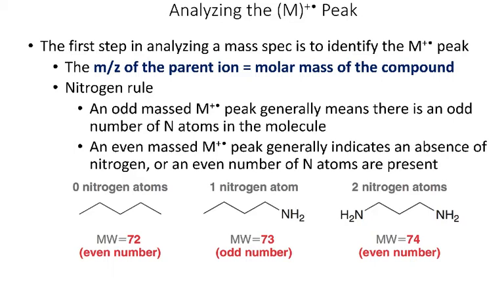All right, so very often the first step in analyzing a mass spectrum is to identify the parent ion peak. The mass to charge of the parent ion is equal to the molar mass of the compound. One thing that's often helpful: generally, if we have an odd molecular ion peak, that means there's an odd number of nitrogen atoms in the molecule. If I have an even mass molecular ion peak, that generally indicates that there are no nitrogens, or an even number of nitrogens present.